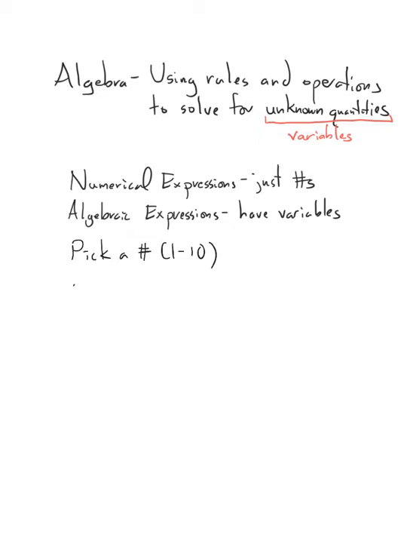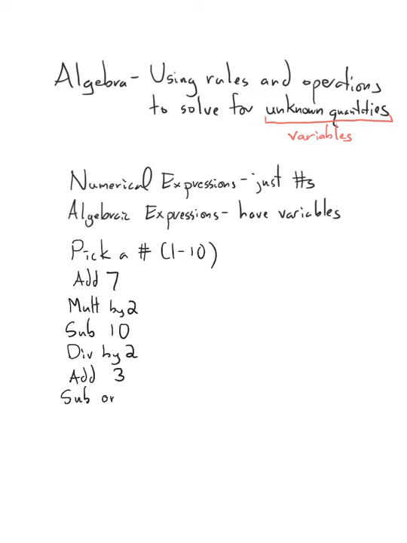So the first thing I want you to do, I want you to add 7 to that number. Okay? And then once you add 7, I want you to multiply that new number by 2. Then once you do that, I want you to subtract 10 from your new number. And then once you've done that, I want you to divide by 2. Okay, so once you've taken that number and divided by 2, the next thing I want you to do is add 3. Then once you've added 3, I want you to subtract the original number you started with.